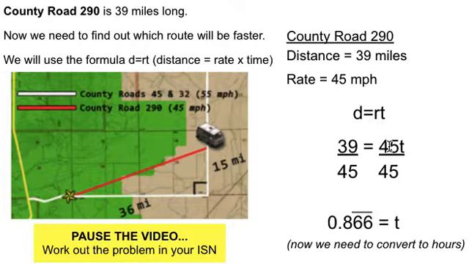Now because I'm multiplying 45 times T, to be able to get T by itself, to isolate that variable, I'm going to do the opposite of multiplying, and I'm going to divide by 45 on both sides. 39 divided by 45 is 0.86 repeating. This is representing my time. Now we need to convert this to hours. Please pause this video if you still need time to work out in your ISN.